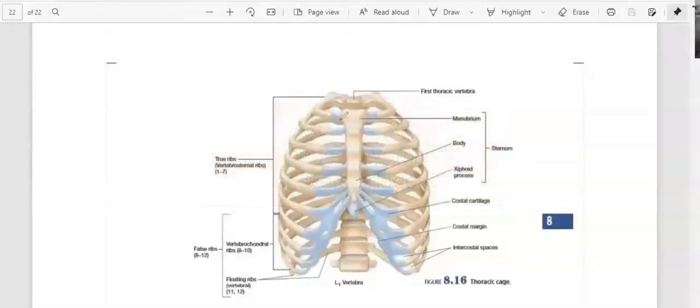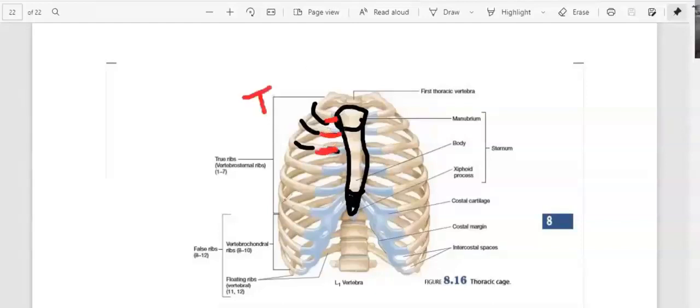This bone is going to be the sternum. The top part is going to be the manubrium. The middle is going to be the body. And the bottom part is going to be the xiphoid process. So right here you have the rib. When the ribs are connected to the sternum with their own unique cartilage, as you can see right there, then these are going to be called true ribs.